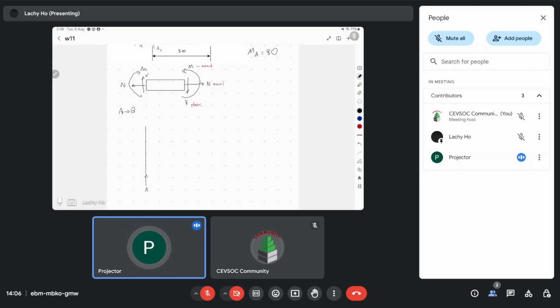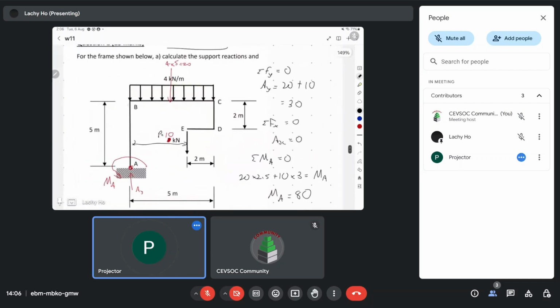So we have this AY, which is equal to 30. And we have this moment here, M, which is equal to 80. And because I'm going to cut it somewhere before this joint, I'm going to cut it somewhere along A to B.